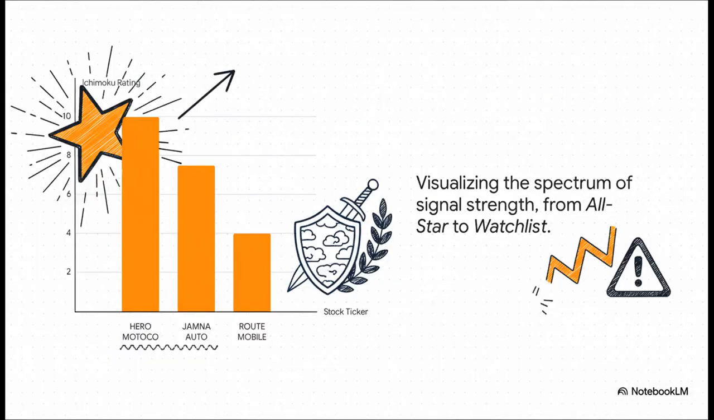This chart just ties it all together so well, doesn't it? On the far left, you've got the all-star, Hero MotoCorp, with that perfect 10. In the middle, our contender, Gemna Auto, with a solid but conditional 7.5. And all the way on the right, that big cautionary signal from Route Mobile at a 4. You can see the entire spectrum of signal strength all in one place.